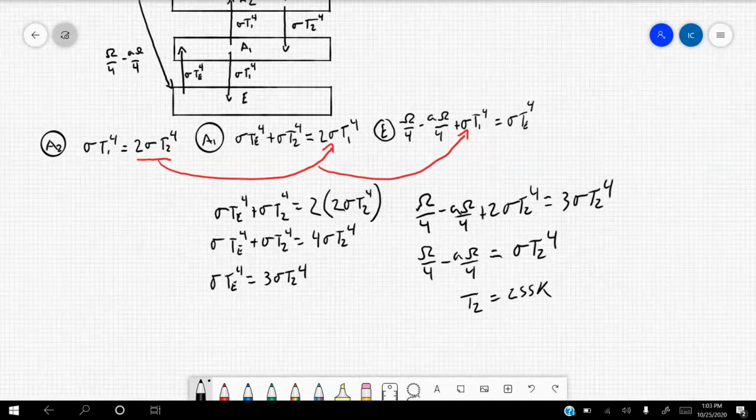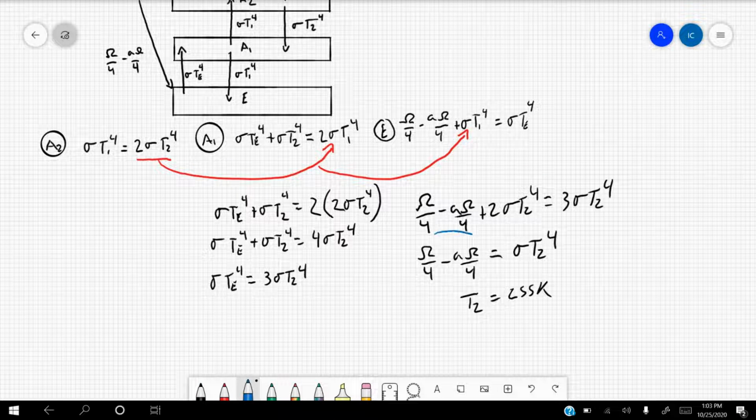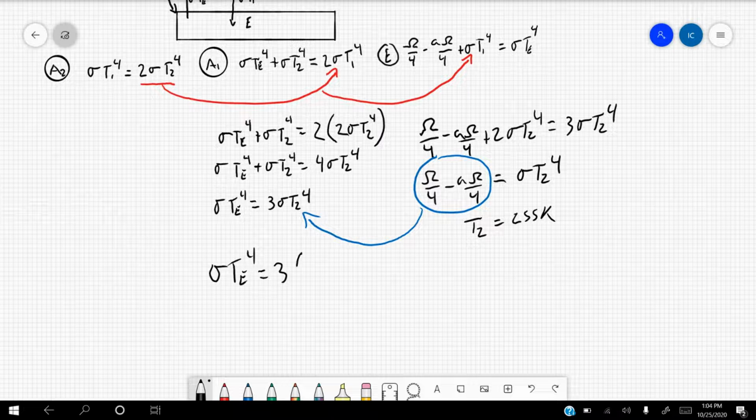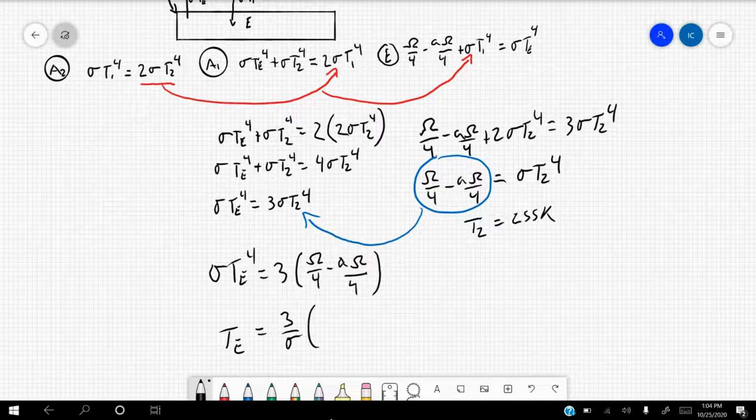More importantly, we have a result that we can substitute back in to find the temperature of the Earth stock. If we substitute in omega over 4 minus a omega over 4 for sigma T2 to the fourth, we'd be able to find that sigma Te to the fourth equals 3 times omega over 4 minus a omega over 4. At this point, we know how to solve this. Te is equal to 3 over sigma times omega over 4 minus a omega over 4 inside a set of parentheses, all raised to the 1/4 power.